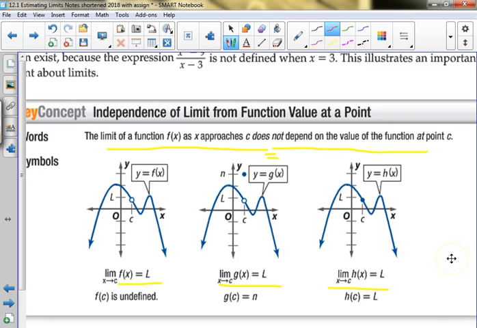This is an important definition. It says the limit of a function as x approaches c does not depend on the value of the function at c. Okay, so the limit here is L as it approaches c, even though the graph is undefined there. Here the limit is still L, even though the graph is defined up here for c. The limit is what it is approaching, not where it's at. And the limit here is L, even though the graph is defined as L at c.